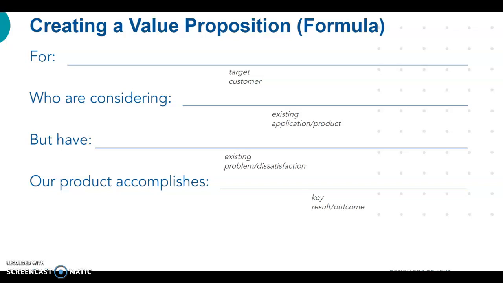We start with for, and then a description of your target customer, who are considering. Maybe they're looking at a different solution or something that just doesn't quite meet their needs. Maybe it's the thing they're trying to accomplish. But there's some problem, there's some issue that you've uncovered that's preventing them from achieving the results that they want. Last is you state our product accomplishes blank. What is it that your product or service is doing that they haven't been able to accomplish so far? So this is the formula for creating a value proposition.